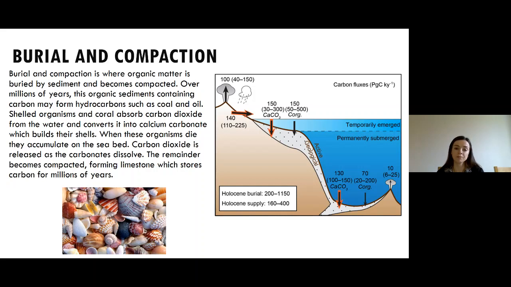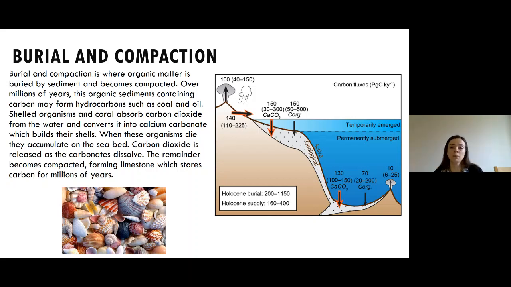Okay, so as you can see on the diagram there, shells sink to the bottom of the sea. They become compacted, turn into sedimentary rock, which is limestone, and that's a large store of carbon.